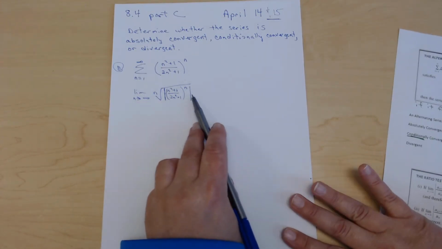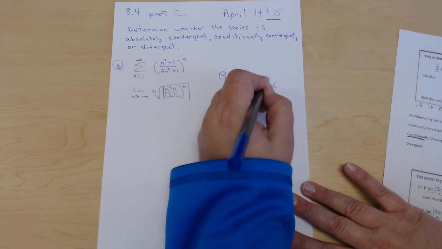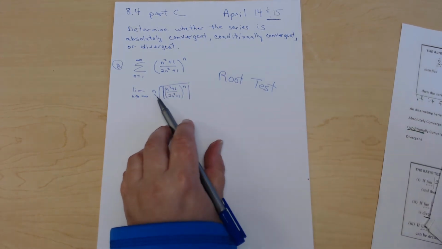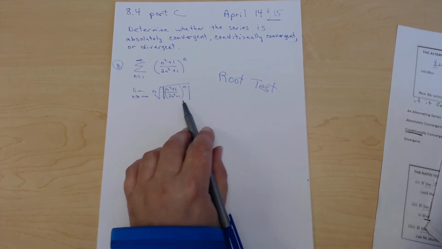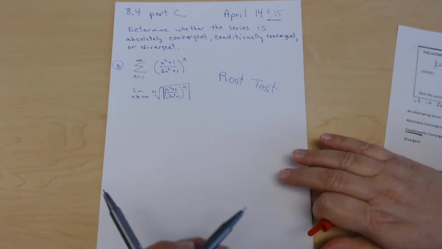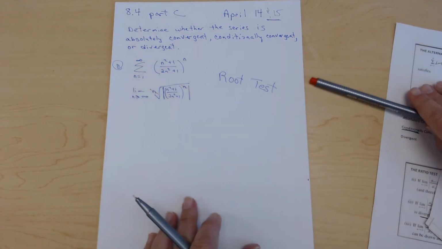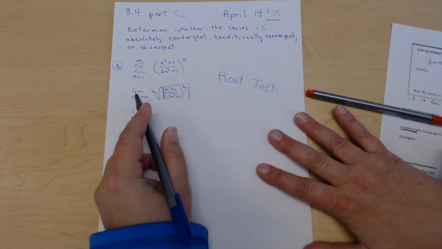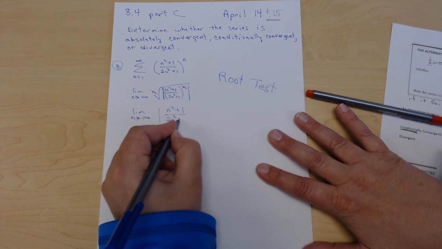I need to take the absolute value, and then the root test says that I take the nth root. What happens here? These cancel, which is beautiful. So now I have the limit as n approaches infinity of n squared plus 1 over 2n squared plus 1.